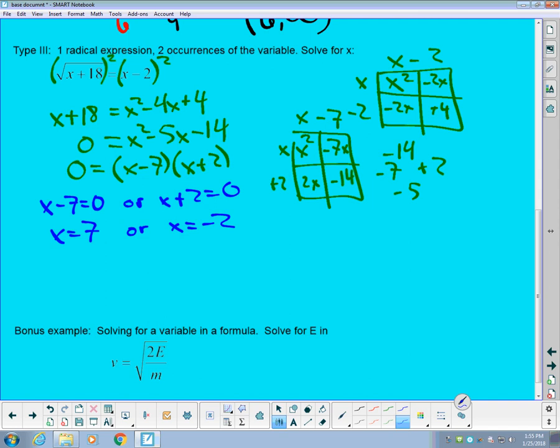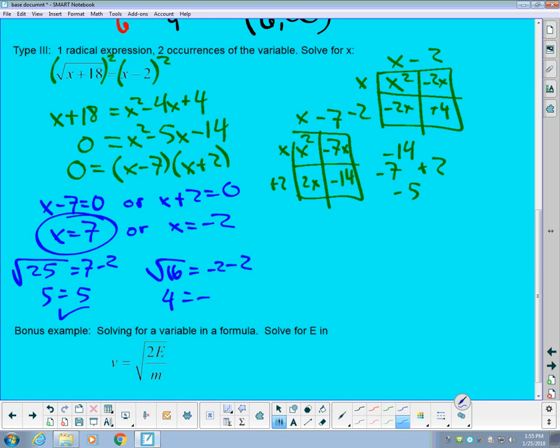Okay. And if we check them, we put a 7 into the first one, we get a square root of 25 equals 7 minus 2. 5 equals 5, that checks out, so x equals 7 is a good answer. When we put a minus 2 in, we get a square root of 16 is equal to negative 2 minus 2, which says 4 is equal to negative 4, and those are not equal to each other, so x equals negative 2 is an extraneous root, and the only answer to this problem is x equals 7.